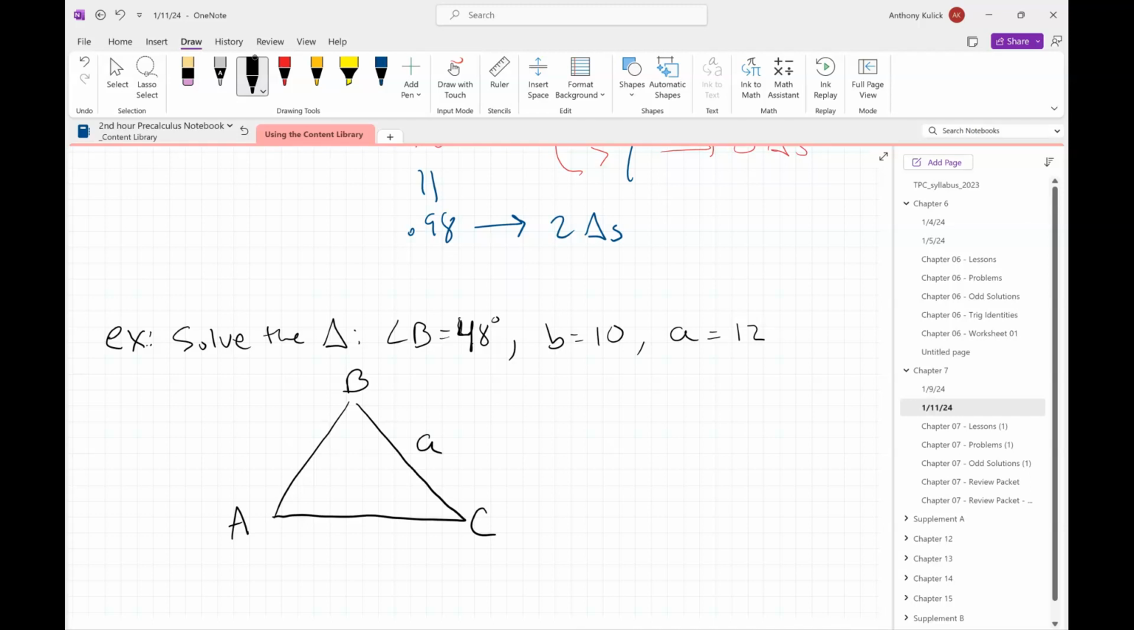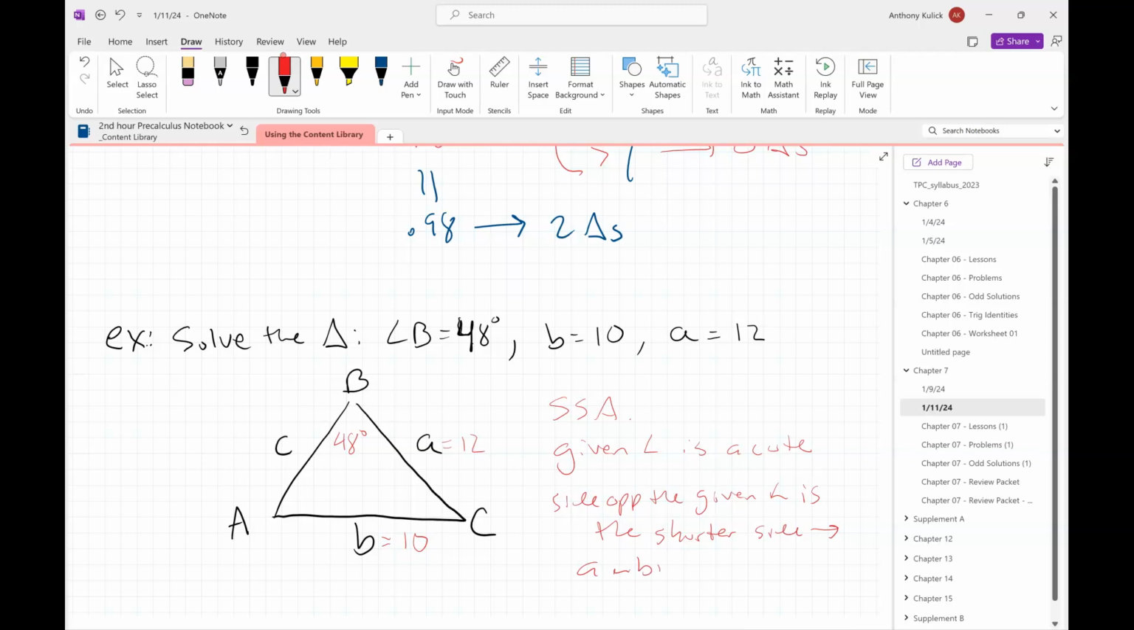So again, I'm going to start by drawing and labeling my triangle. I'm going to write in the values that I'm given. I notice this is an SSA case. The given angle is acute, and the side opposite the given angle is the shorter side. So I know we're in the ambiguous case.